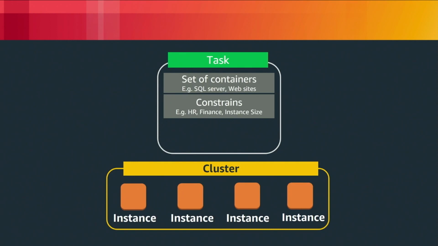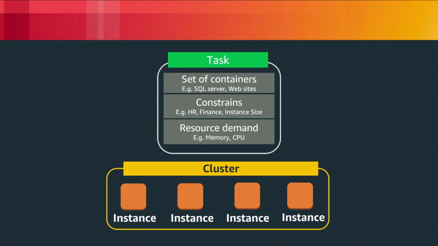It can be, hey, this is a super important finance application, and I don't want to run it on the same host that the HR application is running on. So you can define those constraints. Once you define those constraints, you can also define the resource demand. Hey, for this special application, I need half a CPU and 500 megabytes of memory.